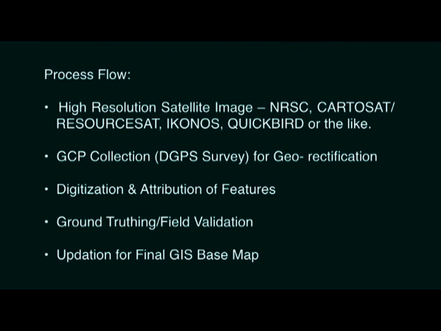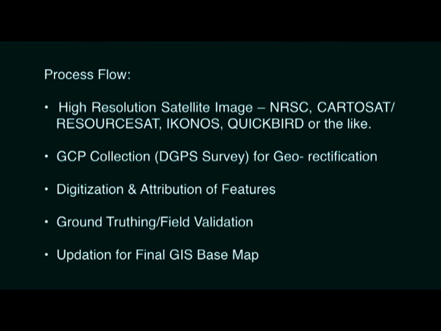Then the second step is that ground control points are collected. We have some maps, and those maps can be rectified by collecting ground control points, which are collected using differential GPS. The differential GPS or DGPS survey is carried out, and the already available cadastral maps are geo-rectified. Then comes the digitization and attribution of features. Mapping alone will not be done.